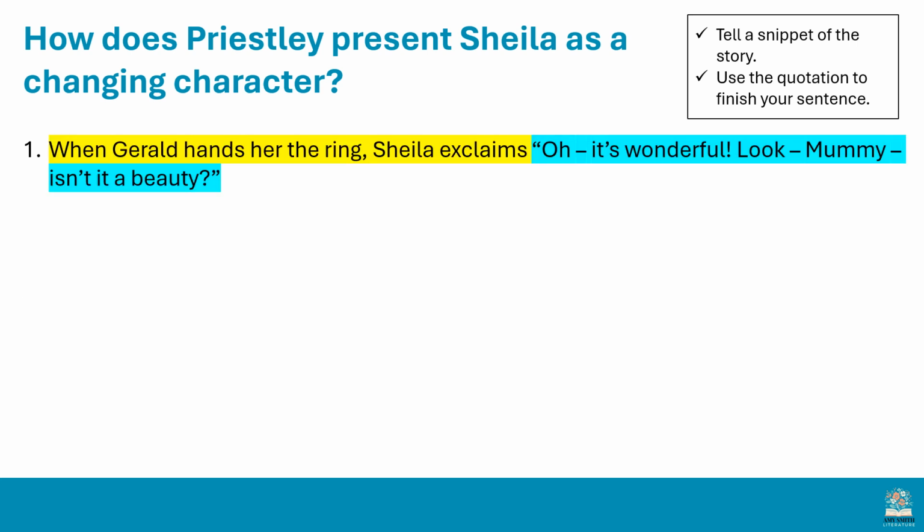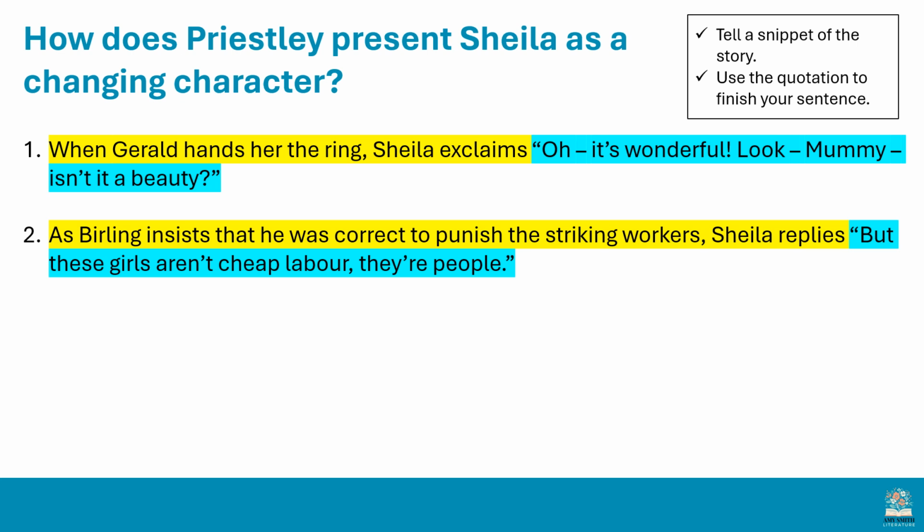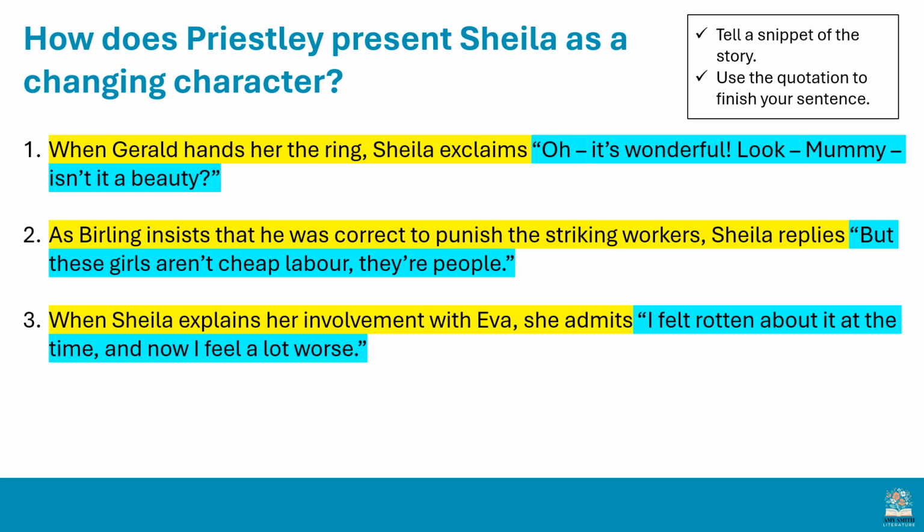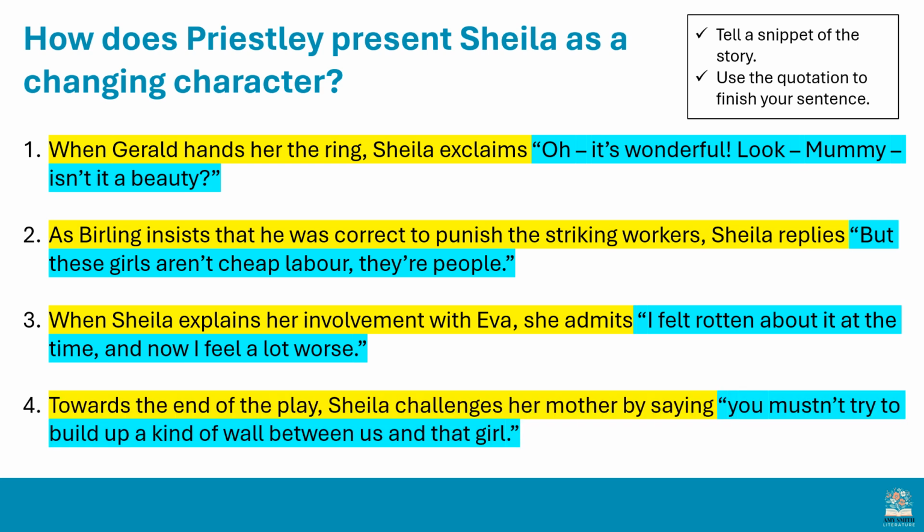Okay, so first one we've already looked at. Second one, yellow is the snippet of the story, blue is the quotation. So as Birling insists that he was correct to punish the striking workers, Sheila replies, "But these girls aren't cheap labour, they're people." Next one, when Sheila explains her involvement with Eva, she admits, "I felt rotten about it at the time and now I feel a lot worse." And the final one, towards the end of the play, Sheila challenges her mother by saying, "You mustn't try to build up a kind of wall between us and that girl."